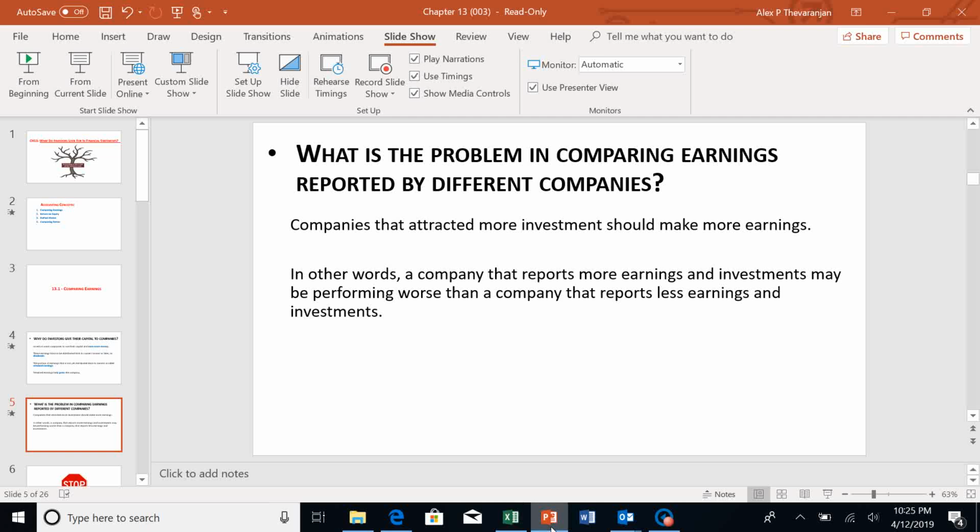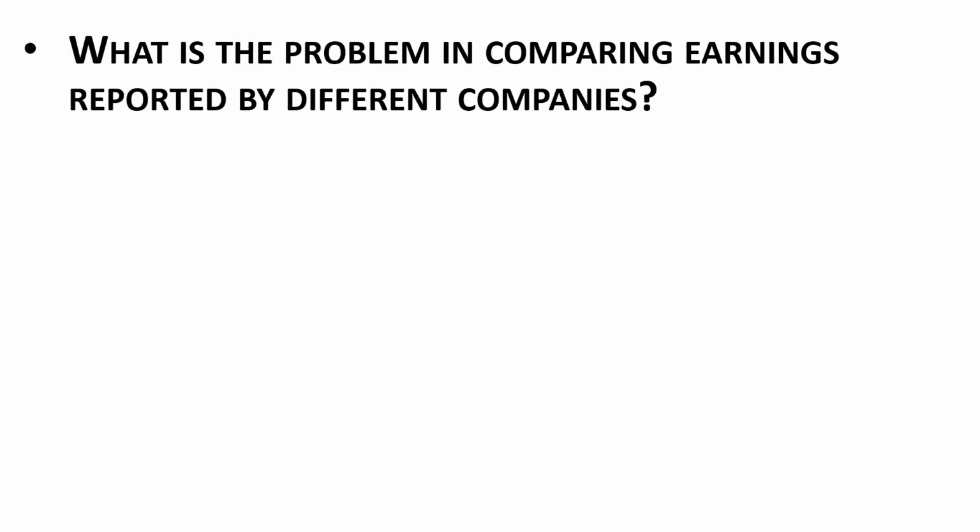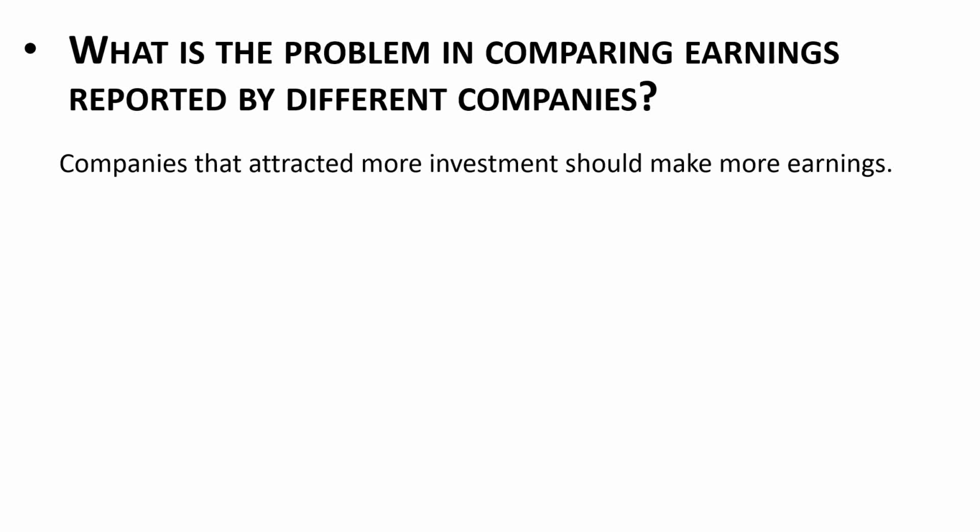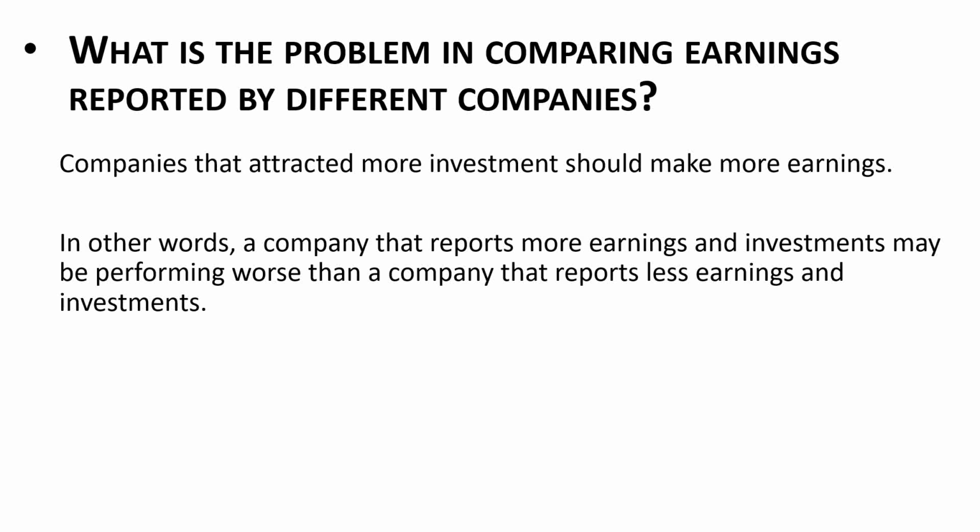The answer is companies that attracted more investment. So we can't just compare earnings. If some company attracted more investments, they should make more earnings, right? So you cannot say that because your earnings is lower than the sample business plan, somehow you are worse. In other words, a company that reports more earnings and investments may be performing worse than a company that reports less earnings and investments. Fewer amount is invested in them, so you're showing less earnings, but you may be performing better.